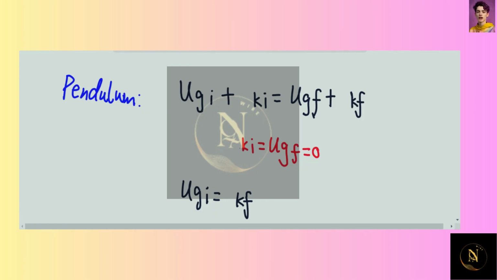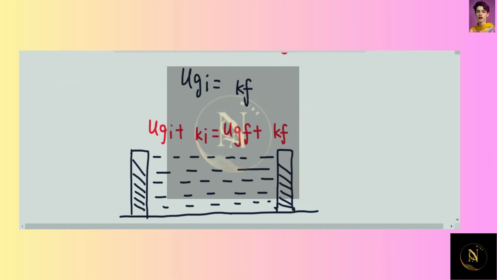Okay, so for the pendulum, we have the energy equation like this: initial potential energy plus the initial kinetic energy should be equal to final potential energy plus the final kinetic energy. Since the initial kinetic energy of a pendulum should be equal to 0, same for the final potential energy of the pendulum, therefore we have U_gi is equal to K_f. This is the energy bar chart I drew for this question. So the initial potential energy should be equal to the final kinetic energy.